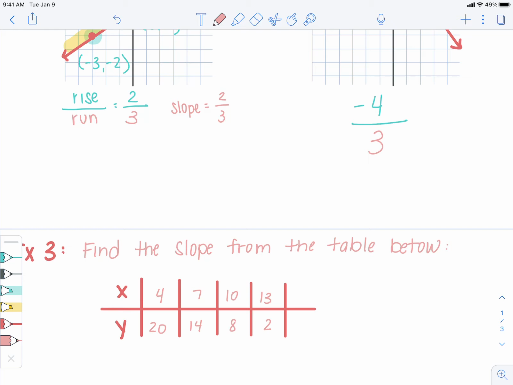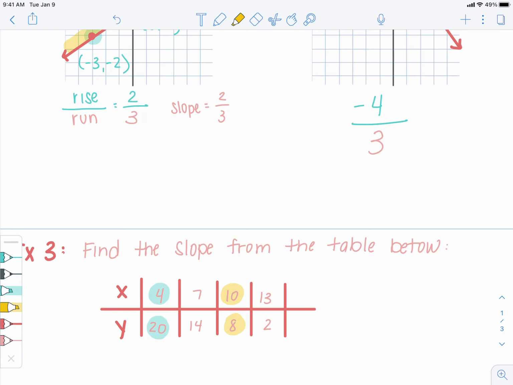Two favorite points that you like up there the best? 4 and 20. All right, beautiful. 4 and 20. What else? 10 and 8. All right. Little sad there's no zeros, right? Zeros are easier. Do you remember the equation for finding slope?